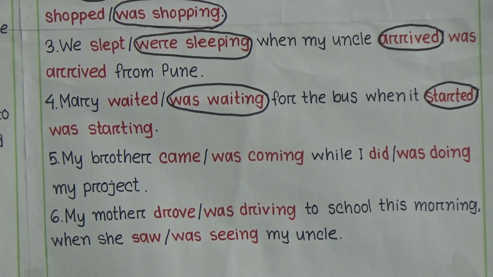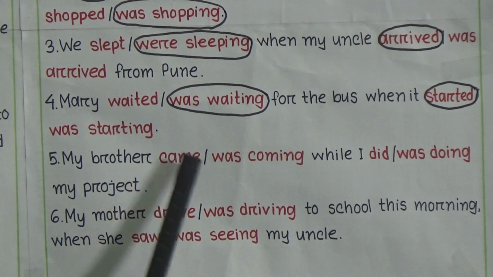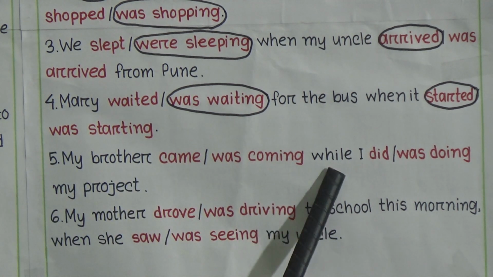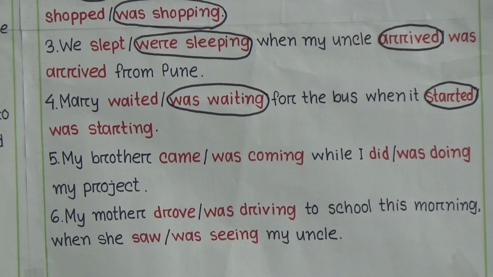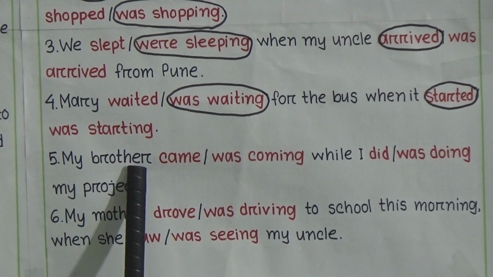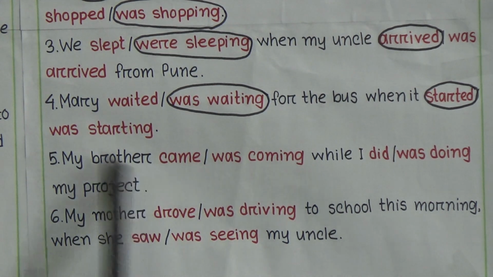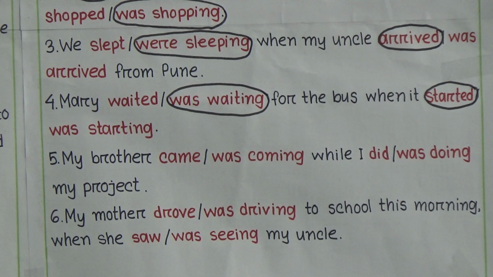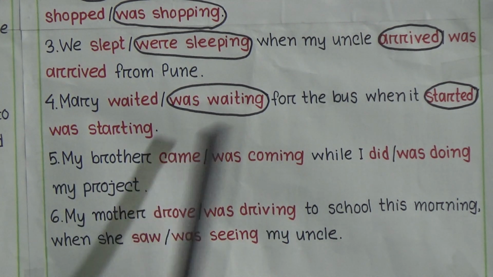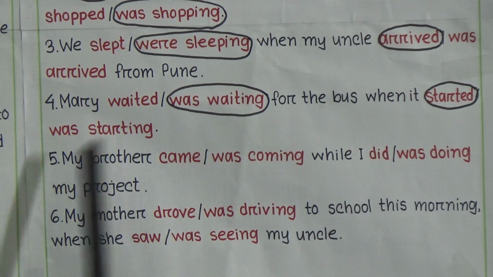Now come to number 5. My brother came or was coming while I did or was doing my project. Students, again, you can say my brother, this is a singular subject, so we have to use was coming. No, this will be incorrect because you have to focus on the second sentence. Look, my brother came while I was doing my project.